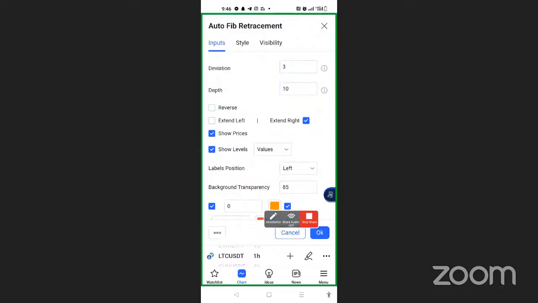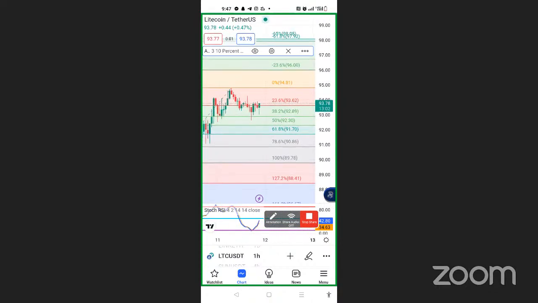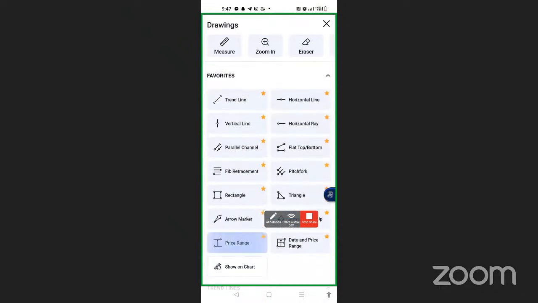So what do you do? Tap on the settings where there are values, choose percent. Because the market moves from left to right, you want to change from left to right. And so this is how your indicator will look like. This is a good trade. This is a very good trade.